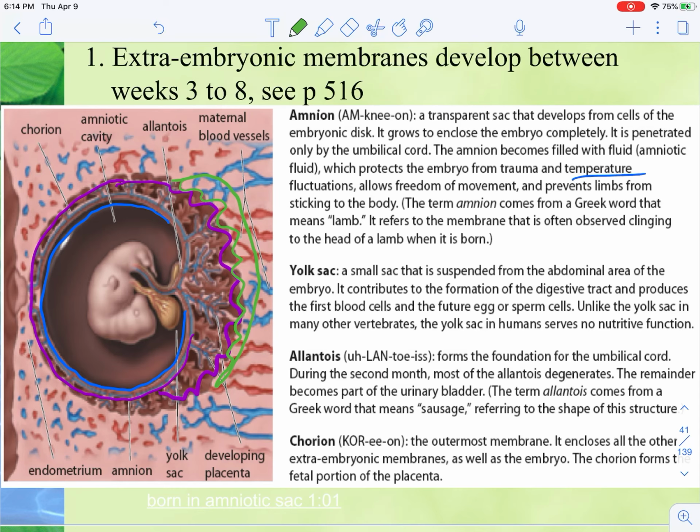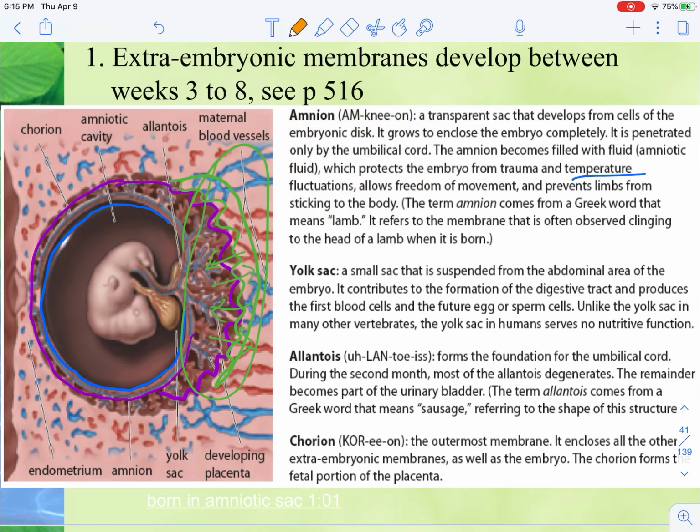As we talk more about the placenta, you will see that it's made up of chorionic cells and endometrial cells from the mother that are woven together. Diffusion of oxygen will go in, diffusion of carbon dioxide will go out, nutrients will go in, and wastes will go out through that placenta, which is right here.